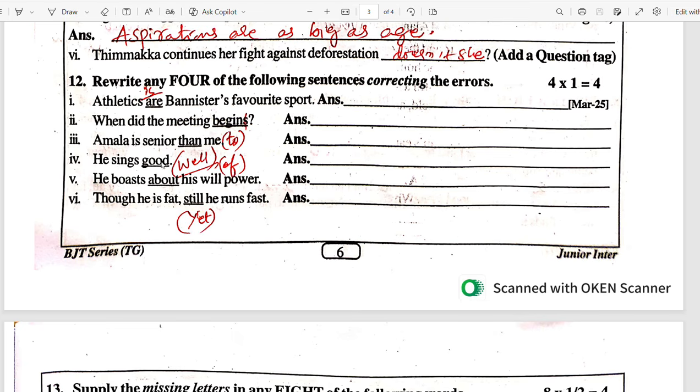He sings good. Actually, it should be "well". He sings well. Good is actually an adjective. He sings a good song. You can't say "he sings good". He sings well. Well is an adverb. Instead of good, it's well.